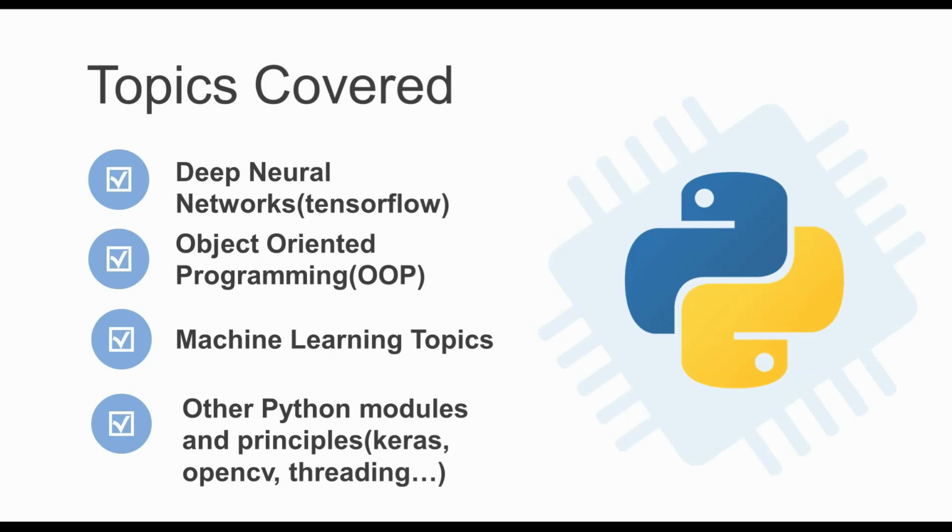So what are the topics that we have covered? We have covered deep neural networks using TensorFlow. We have covered object-oriented programming a little bit, like we cover in most of our projects. Machine learning, we have done a lot with machine learning. We have seen how we can create those layers, how we can train a model, how we can use it, and so on and so forth. And we have used a lot of other Python modules and principles like Keras, OpenCV, threading, TkInter, and so on. So you should have a really broad understanding of the topics since we have covered a lot of ground here.